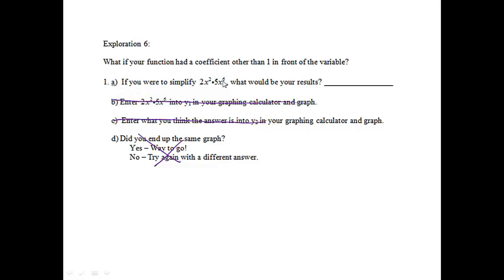It says if you were to simplify 2x to the second times 5x to the sixth, what would be your results? First of all, we know that if we have times, based on exploration 1, we're going to add the exponents. So we know x to the second and x to the sixth is going to be x to the eighth. And then we just have to think of what to do with the normal numbers. If those exponents were not here, it would just say 2 times 5. And what is 2 times 5? It is 10.